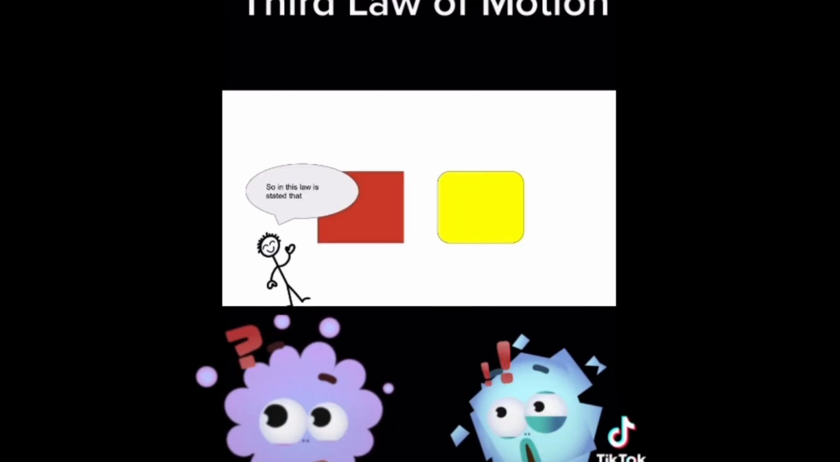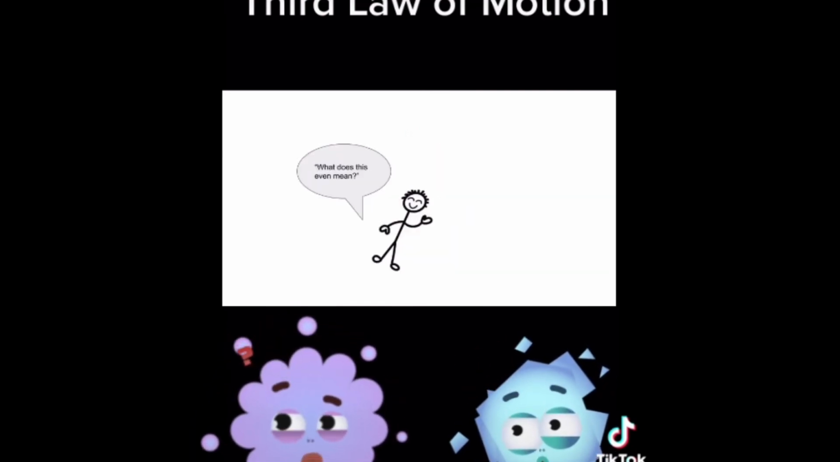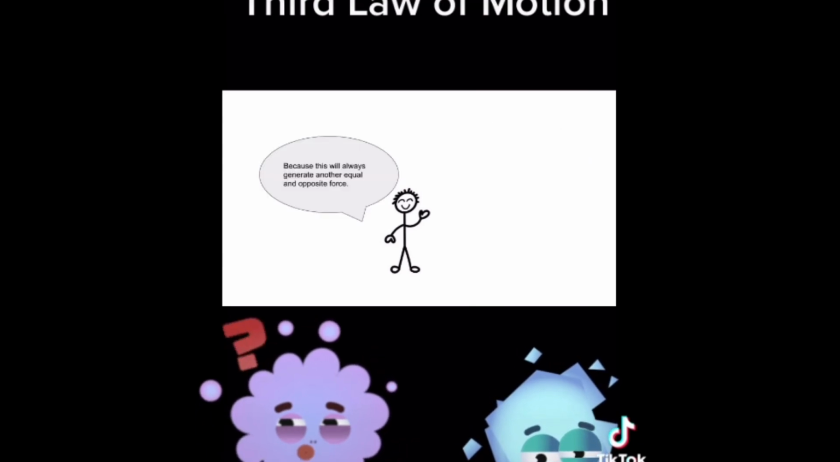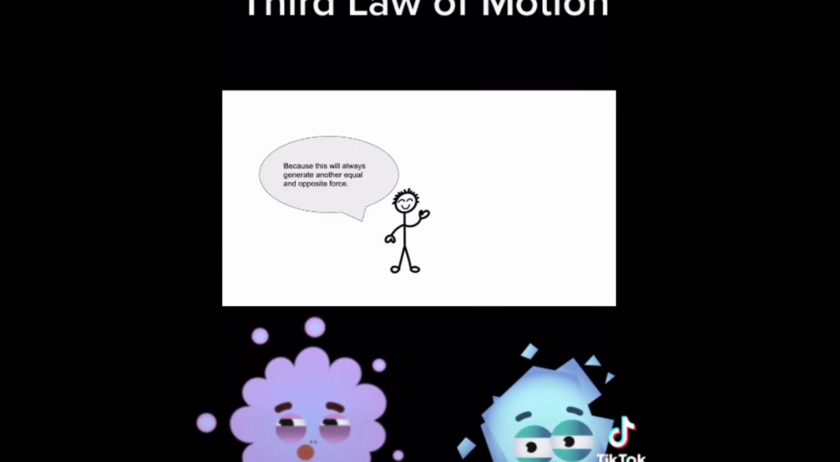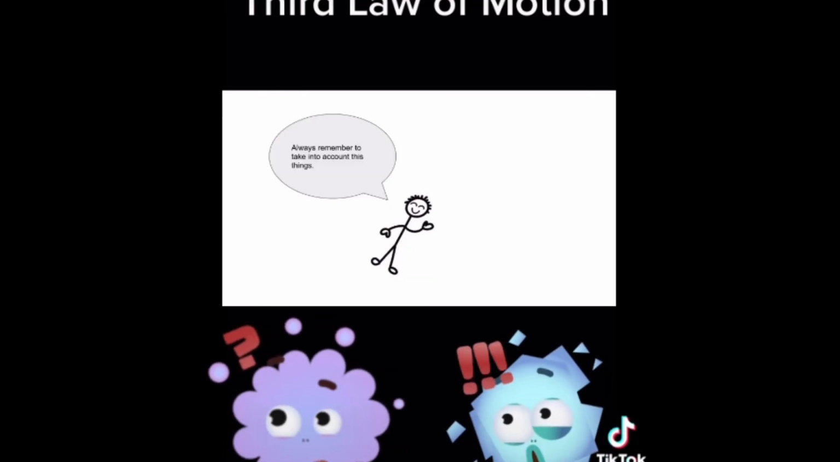So this law states that whenever a force occurs, this will always happen. What you may be wondering is, what does this even mean? Well, what this means is that there is no way a force acts by itself, because this will always generate an equal and opposite force. So whenever you talk about Newton's third law of motion, always remember to take into account these things.